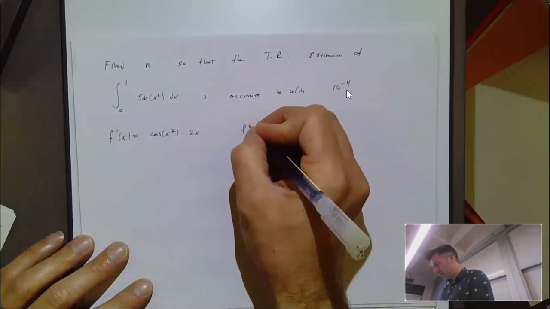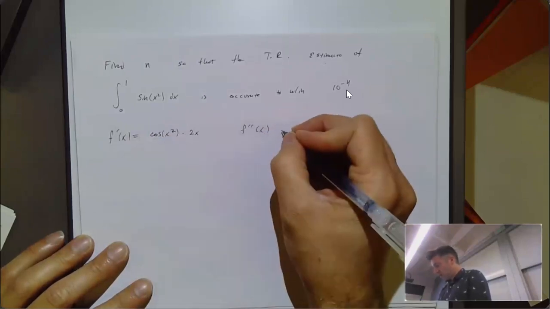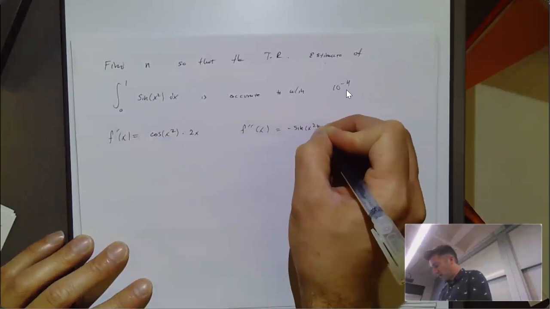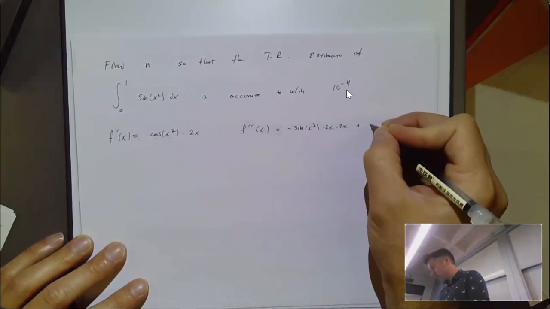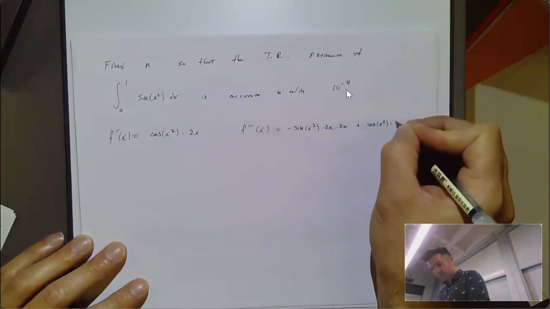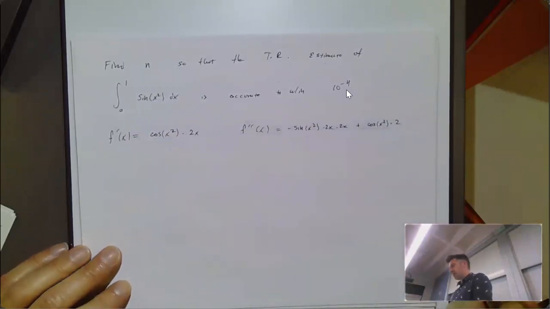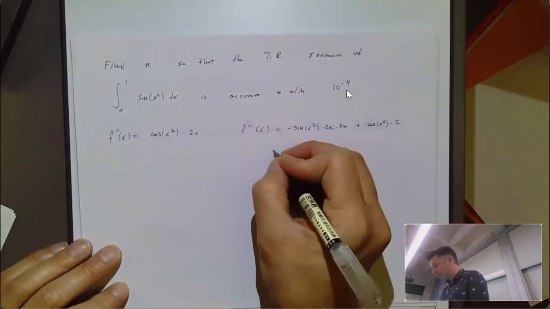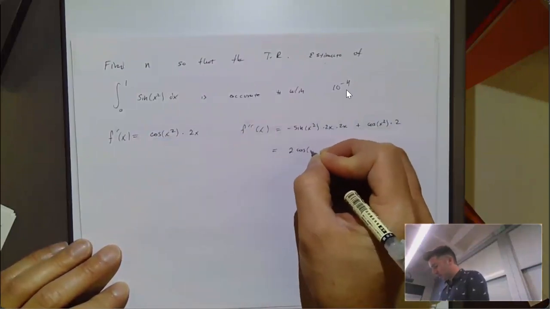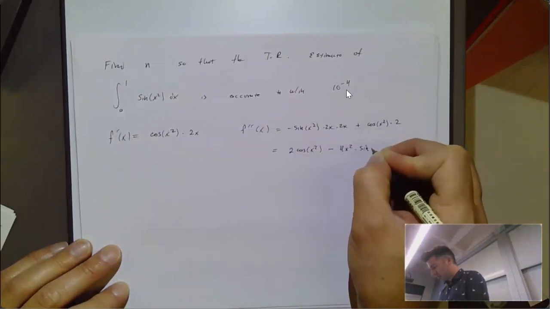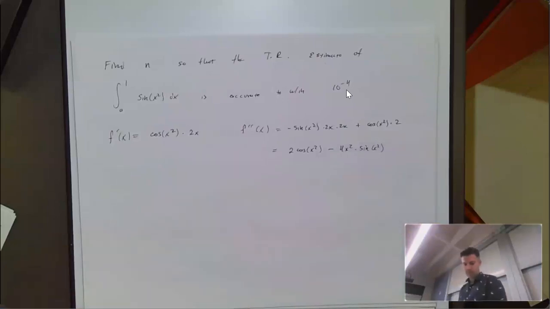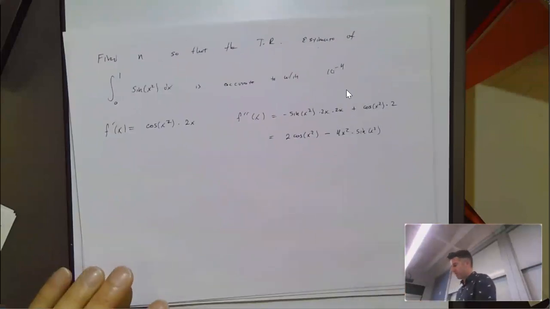And our second derivative is going to be negative sine of x squared times 2x times 2x plus cosine of x squared times 2. And we could simplify this a little bit just to help us see what's happening. That's going to be 2 cosine of x squared minus 4x squared times sine of x squared. So now what? I want to make this as big as possible.